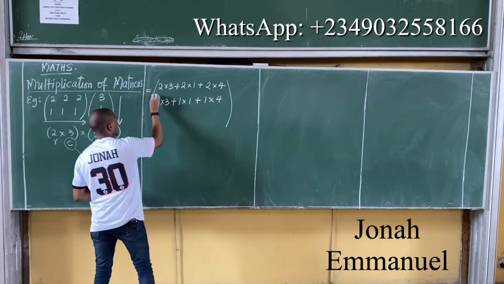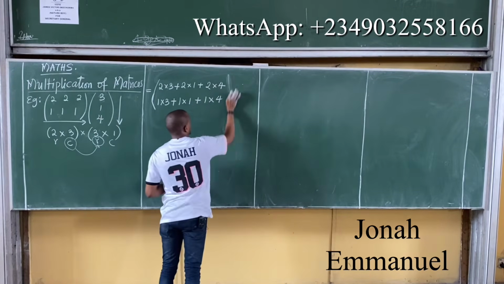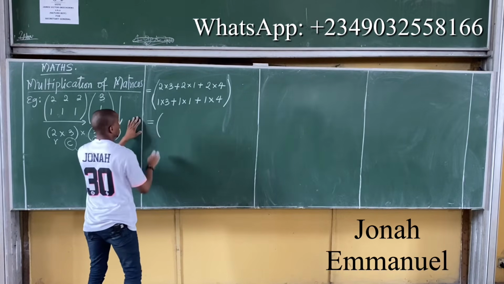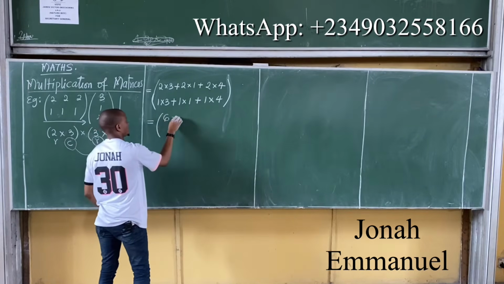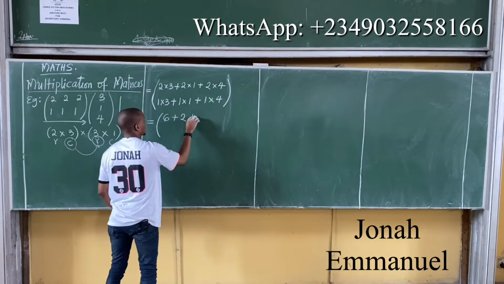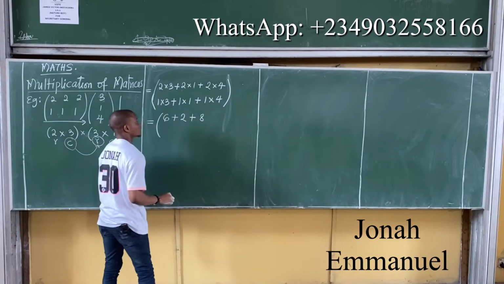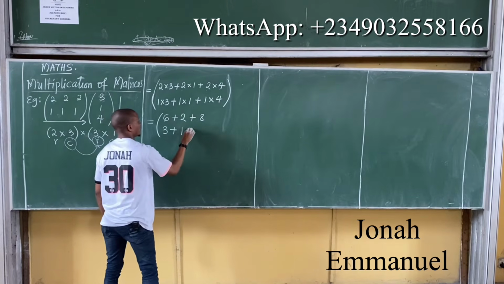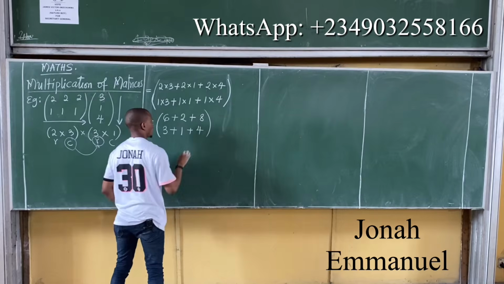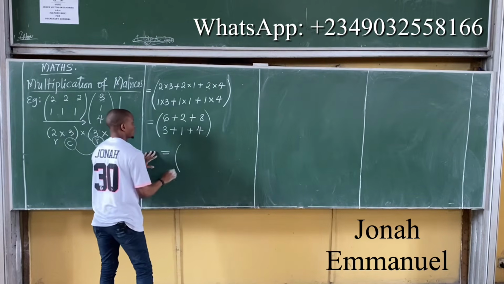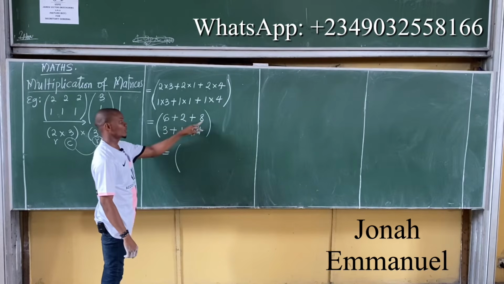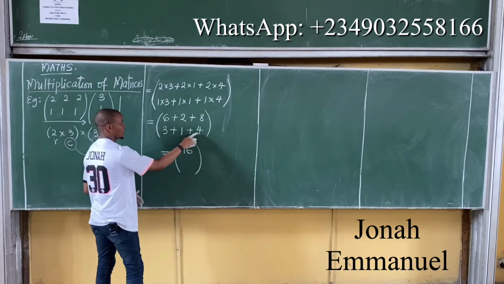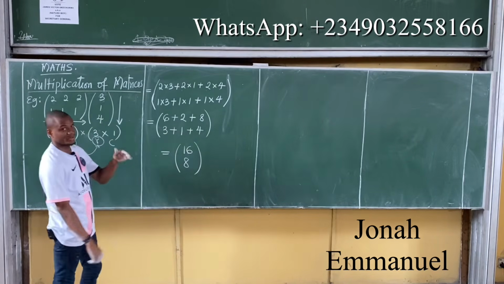Perhaps let me write this properly. Okay, so I have this. I'm having 2 times 3, 6, plus 2 times 1, 2, plus 2 times 4, 8. 1 times 3, 3, plus 1 times 1 is 1, plus 1 times 4 is 4. So sum this up. It's now equal to 6 plus 2 is 8, plus 8 is 16. I'm having 16 into 3 plus 1 plus 4 is 8.